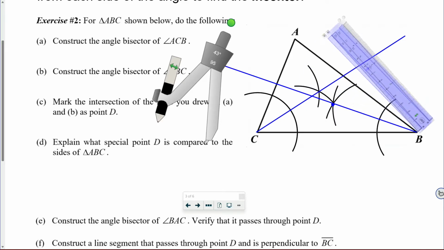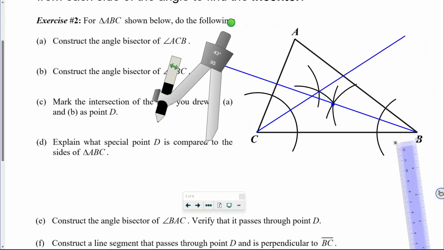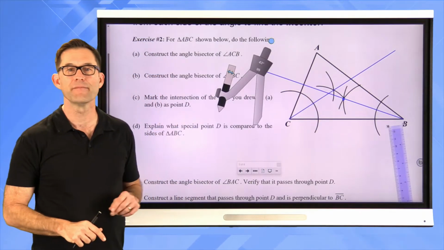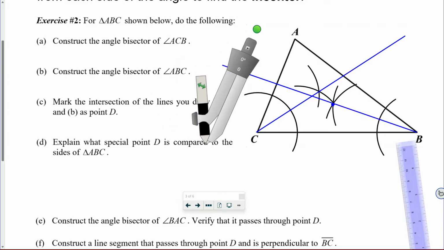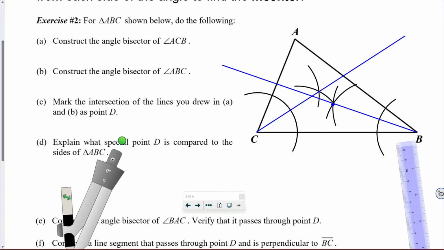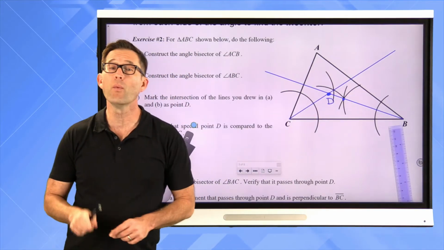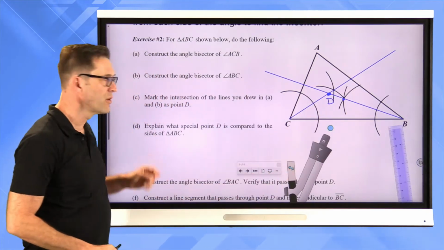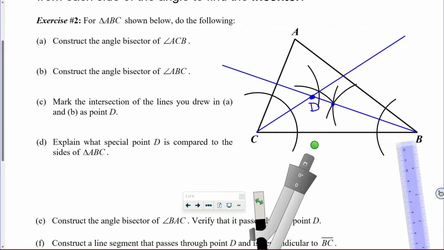Okay. So we've got 2 of our 3 angle bisectors. And letter C, mark the intersection point of the lines you drew in A and B as point D. All right. Now, no great surprise, that will be our incenter, but we want to show that it's a point of concurrency. Let's talk about this. Take a look at letter D. Explain what special point D is compared to the sides of triangle ABC.